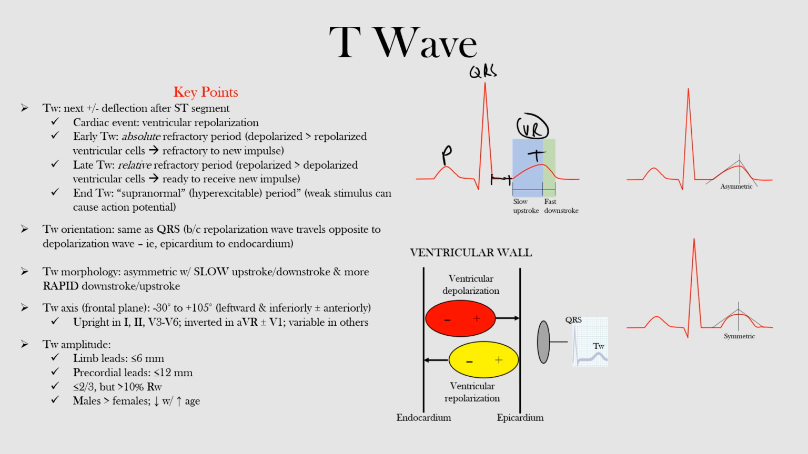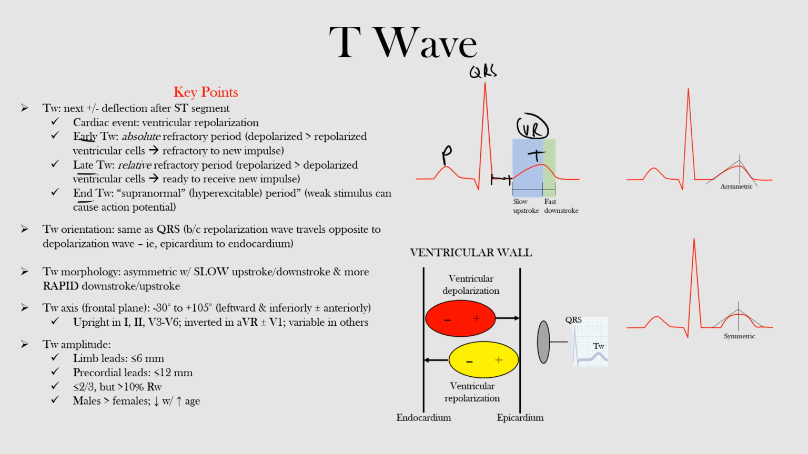Now there are three portions of the T wave that I want you to be aware of. The early portion of the T wave, the late portion of the T wave, and the end of the T wave, okay? And you can see them here, early, late, and end, okay? Now the early portion of the T wave represents the absolute refractory period. This is the time in which more ventricular cells are depolarized than repolarized. And because of this, the ventricular cells will be refractory to any new impulse.